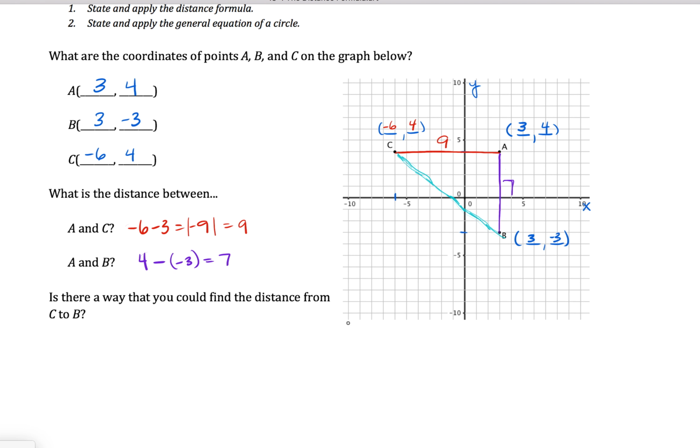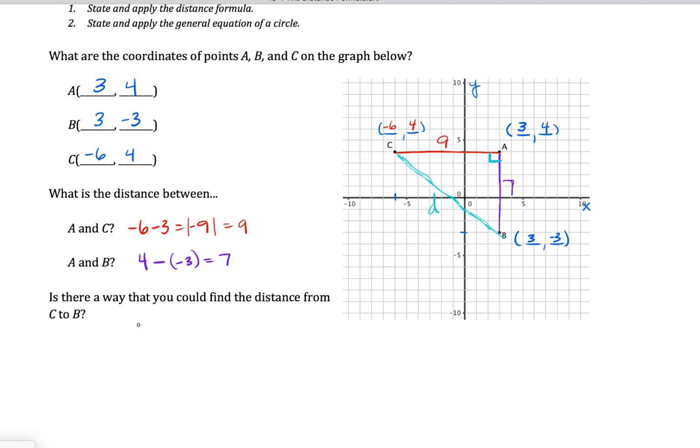If I scroll this up a little bit, give myself some room to work. Since the red segment and the purple segment would be perpendicular, this triangle that they form all three together is a right triangle. So I can use the Pythagorean theorem to find this missing distance d, right?